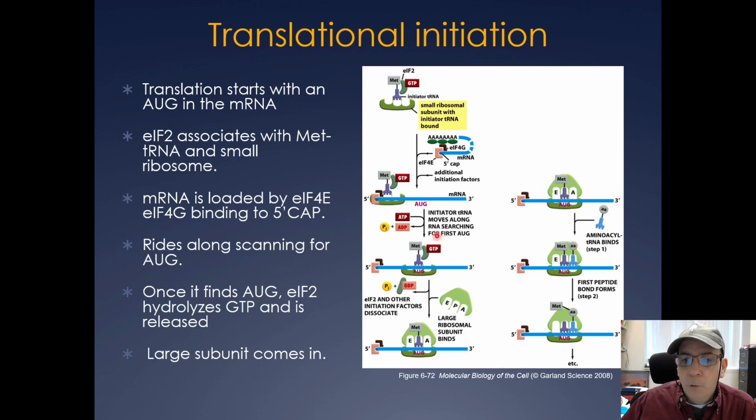Okay. Another thing that you have to know is that during the whole scanning of the messenger RNA, it's actually utilizing ATP to move along. Okay, and once it finds that AUG and gets the proper hydrogen bonding, the EIF2 GTP is hydrolyzed, it falls off, the large subunit comes in, and then you can start to have elongation.